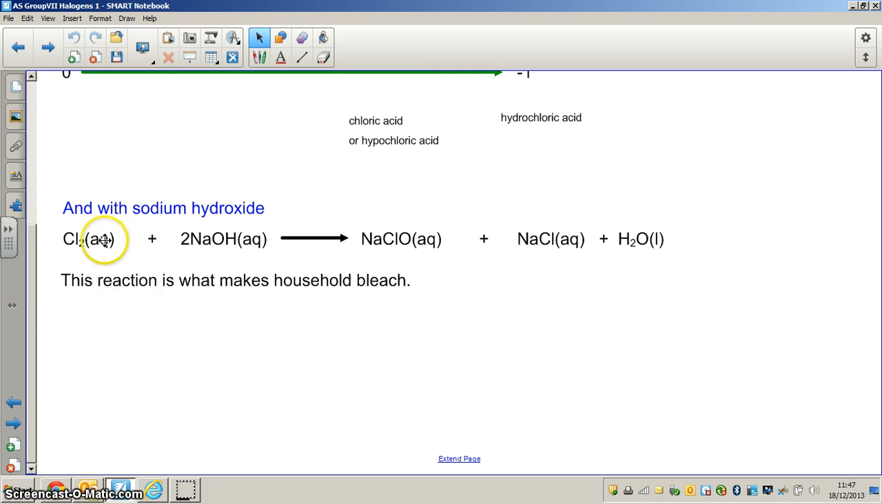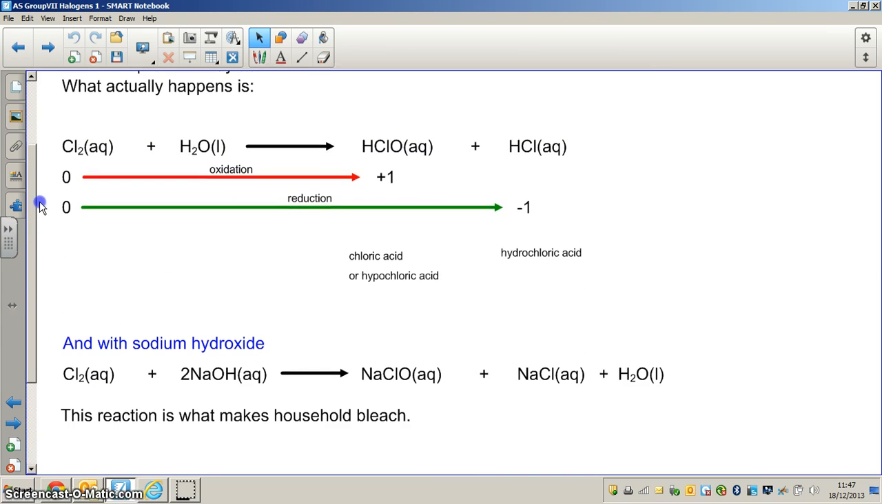And these two examples of chlorine with water and with sodium hydroxide are the two which normally appear in exam questions and on exam papers.